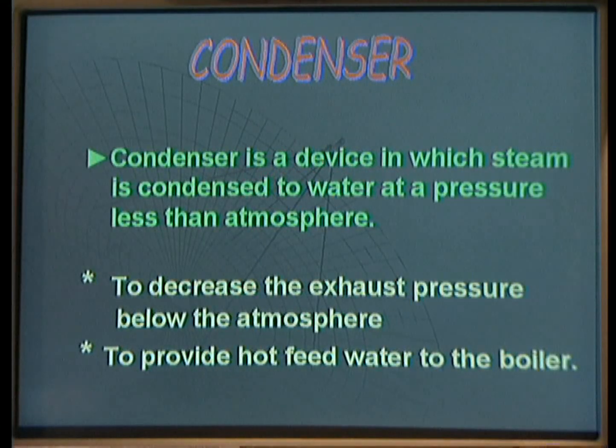So, what are the main functions of this condenser? First of all, it decreases the exhaust pressure below the atmosphere. Yes, the pressure at the output of the turbine is below the atmosphere. And second, it provides hot feed water to the boiler. Once the steam is condensed, it becomes water. The water is very purified water, no scales, no contaminations. Then this water can be used as feed water to the boiler. These are the two main aims of condensers.